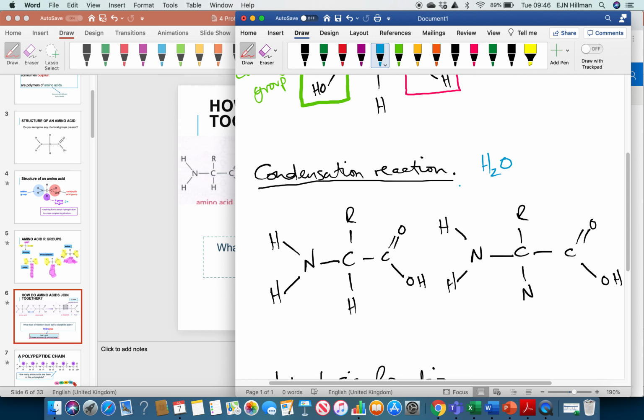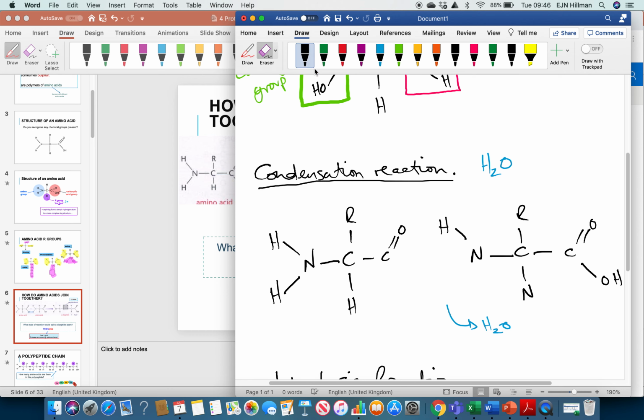Condensation reaction involves the removal of that H2O. And we can see here, between a carboxyl group and an amine group, when they line up together, we have H2O. Now, if we remove that H2O, let's just erase this, let's remove that H2O.